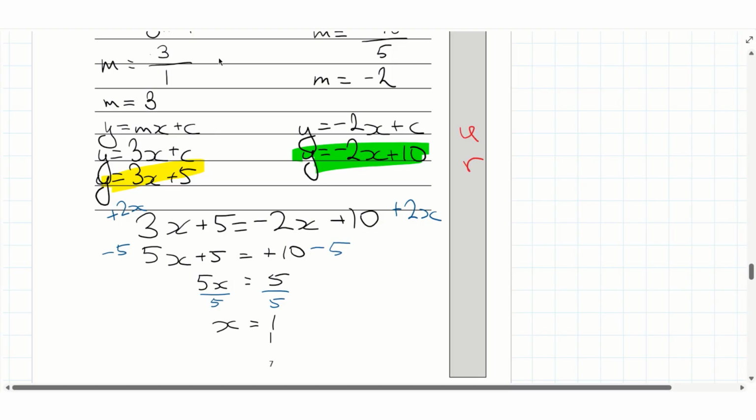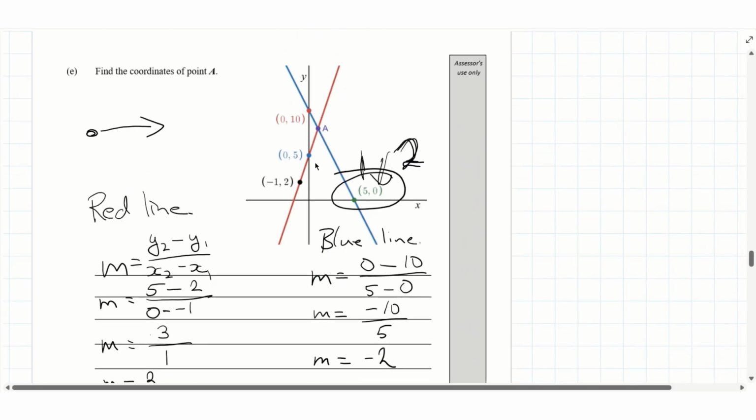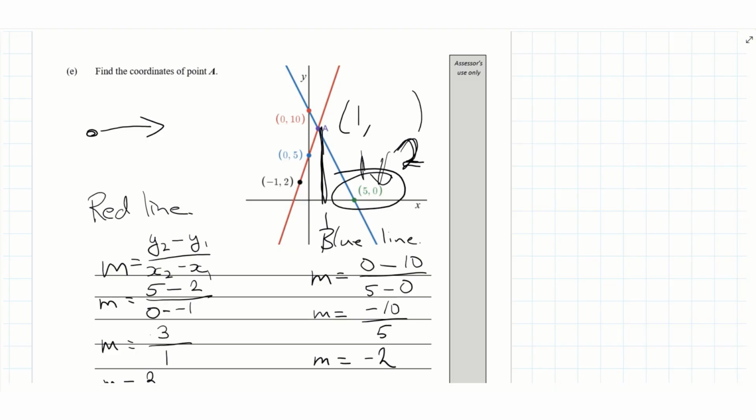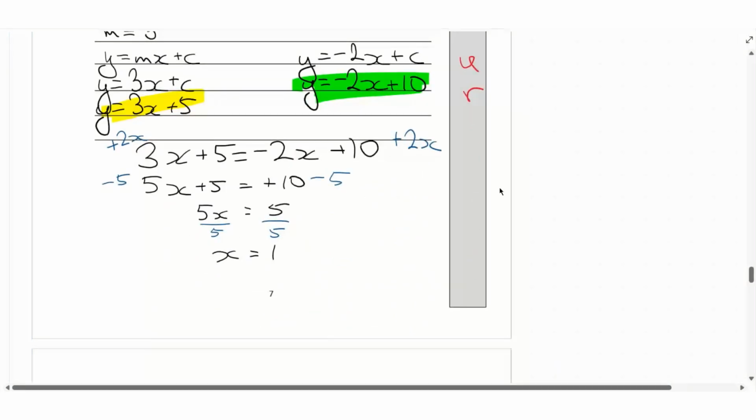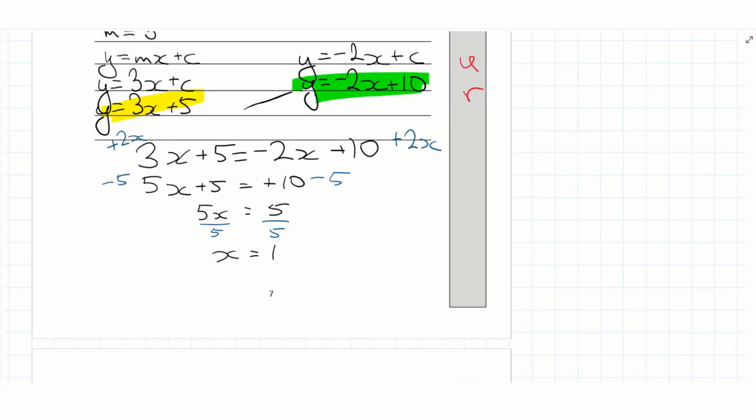So I know that the value of this right here is 1. Open bracket, 1 comma something. Now I know the x value, but I don't know the y value yet. The way I can do this is I can take the x value and substitute it into either one of these equations. I'm going to choose this equation here just because it's got all positive numbers and I like working with positive numbers. Positive numbers are easier than negative numbers. So I'm going to take that equation again.